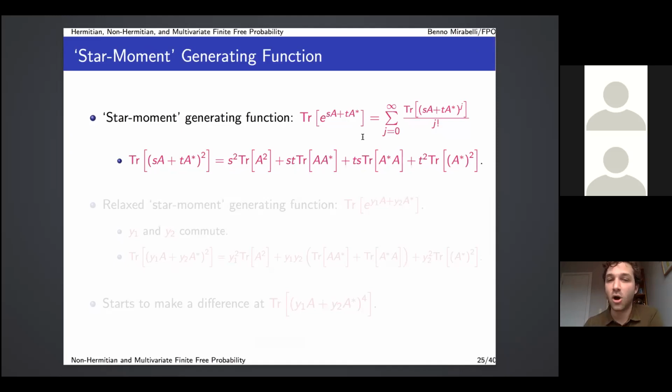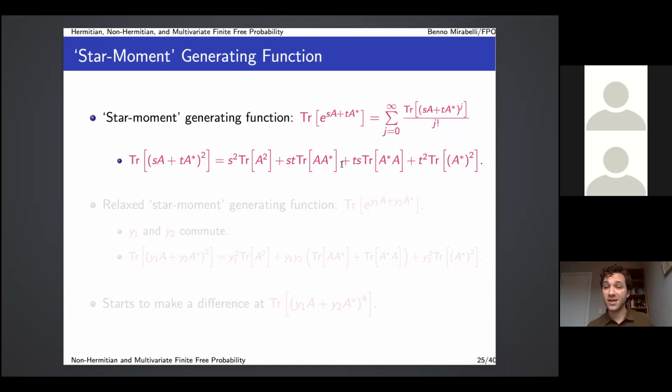So I have my star moment generating function here, where S and T are non-commuting variables. Just to show you the degree 2 term of this star moment generating function, when I expand it out, it gives me a coefficient times some ST term and a coefficient times some TS term, because S and T don't commute. So these are really 2 different coefficients.